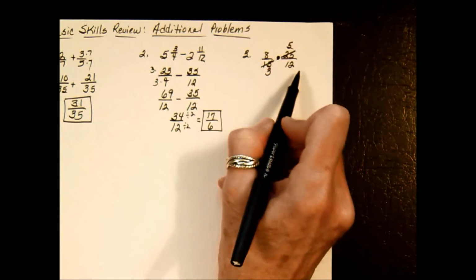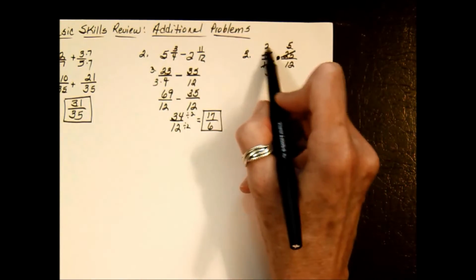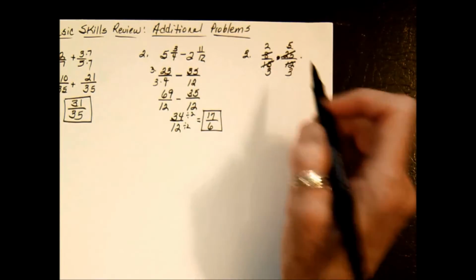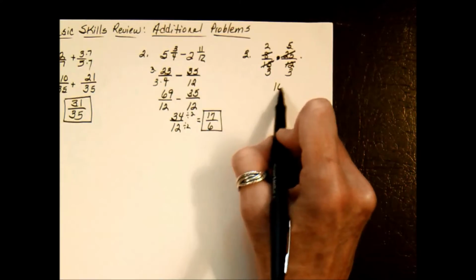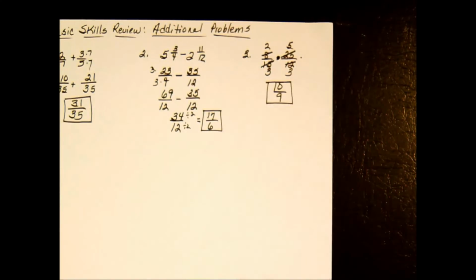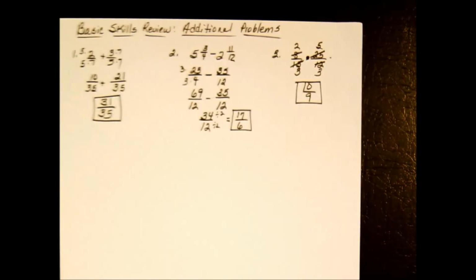What goes into 8 and 12? That would be 4. And now all I do is multiply across, and I end up with 2 times 5 over 3 times 3, or 10/9. Again, not necessary to change it to a mixed number.